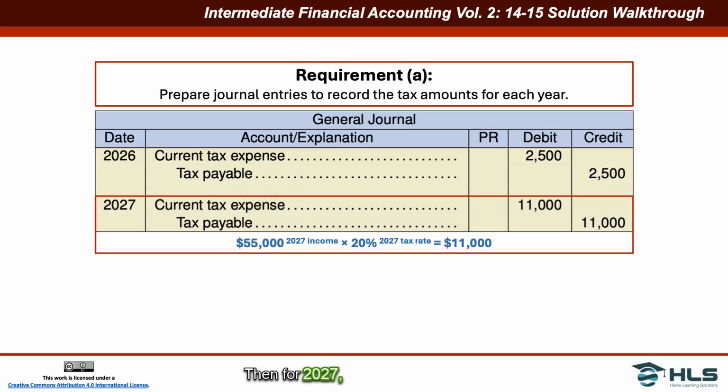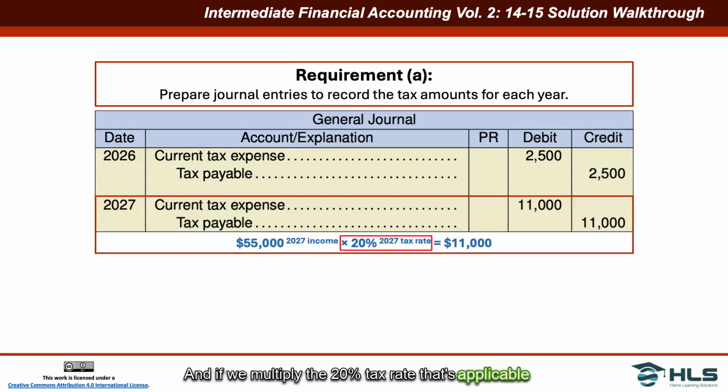Then for 2027, we also have a profit, of $55,000 this time. If we multiply the 20% tax rate that's applicable to 2027, that's $11,000 in current tax expense. So the company will debit current tax expense and credit tax payable for $11,000.